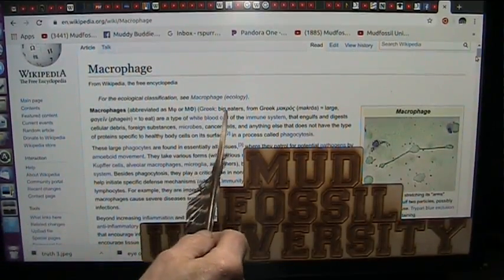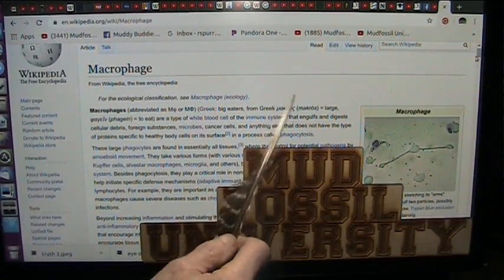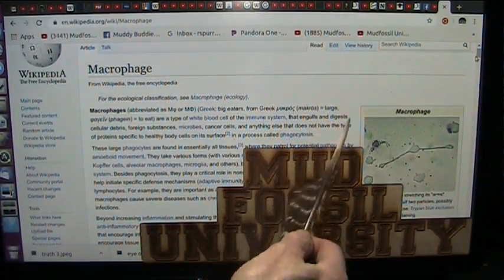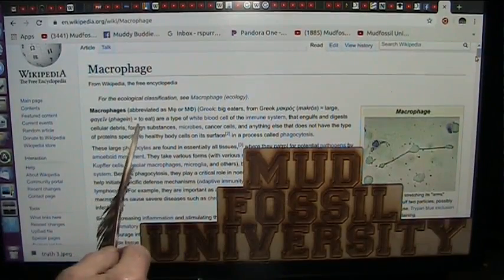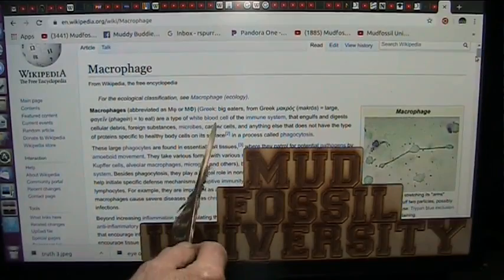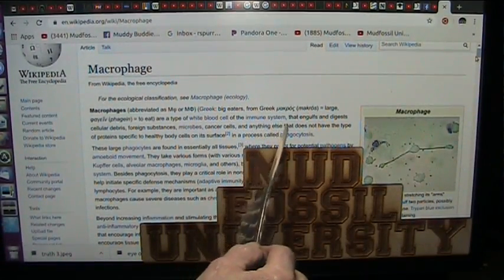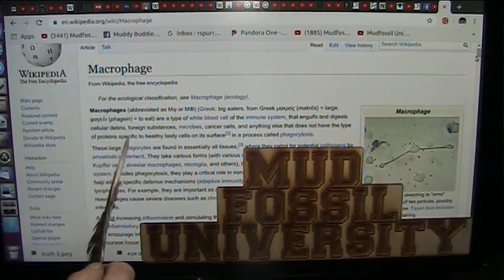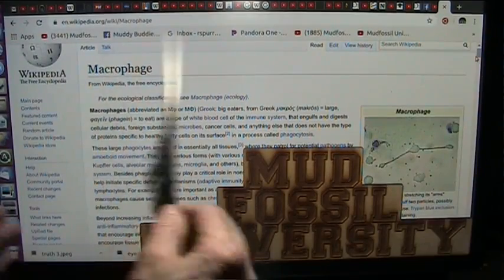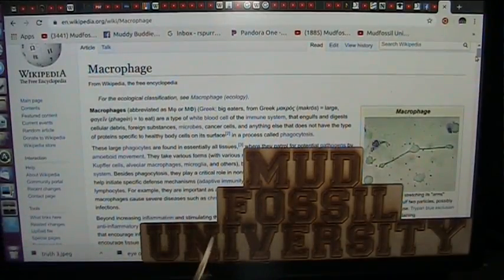Okay, macrophages are big eaters. They are a type of blood cell in the immune system that keeps you immune from being invaded, that engulfs and digests, which you saw, cellular debris, foreign substances, microbes, which are invaders sometimes, cancer cells, which don't really work well in most people, and anything else that does not have the type of proteins specific to healthy body cells. So if it sees on the cell surface, it's a non-healthy looking cell, it's going to go and kill it.